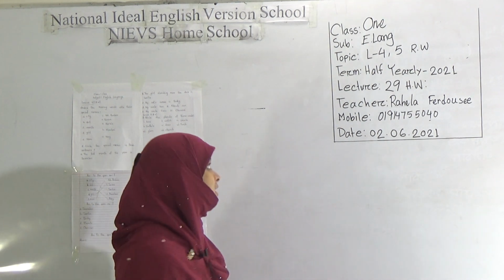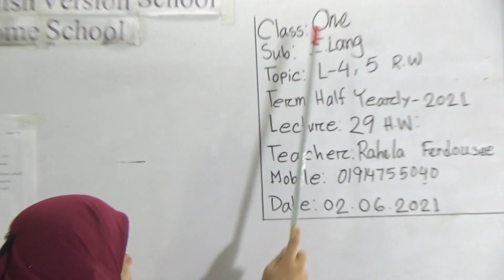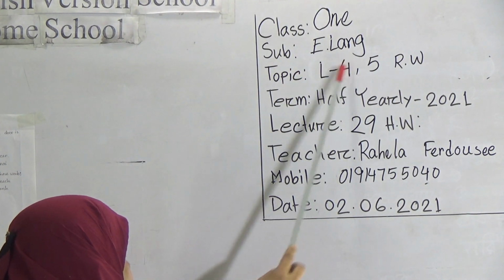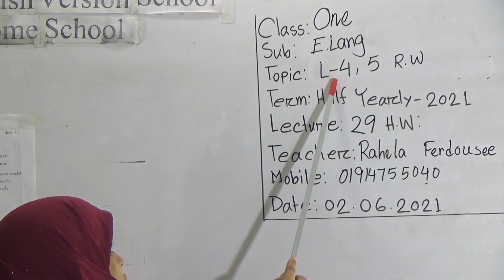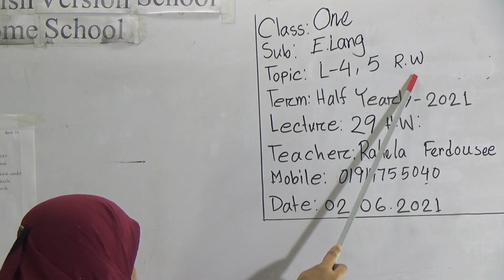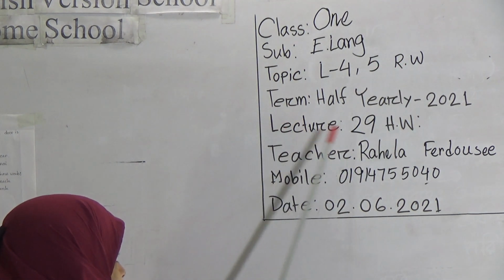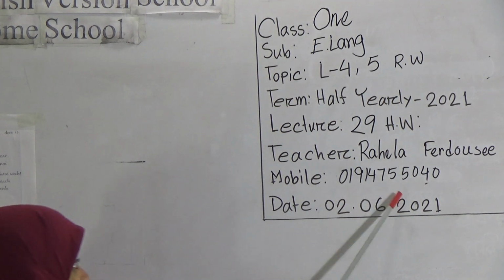Today I am going to have a class with the students of class 1. Our subject today is English language. Today we will do lesson 4 and 5 RW. It is our lecture number 29 and there is my mobile number.